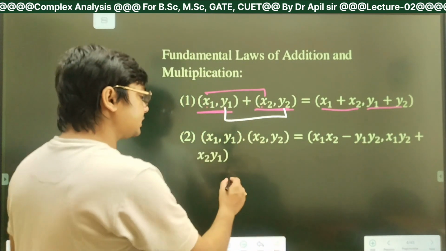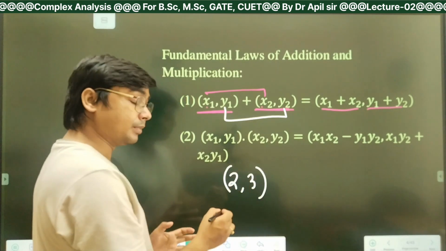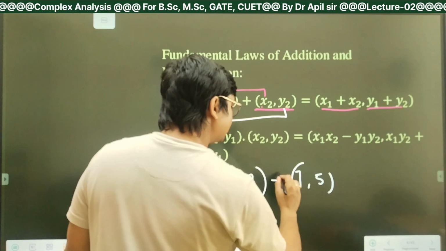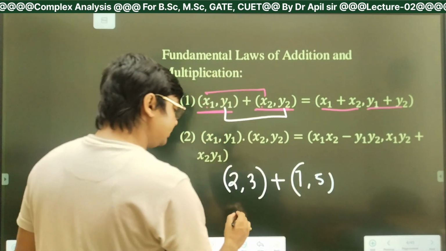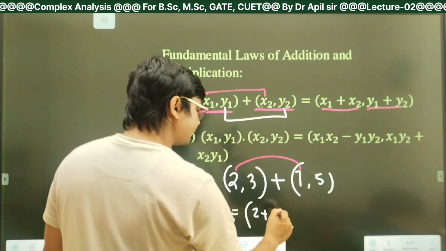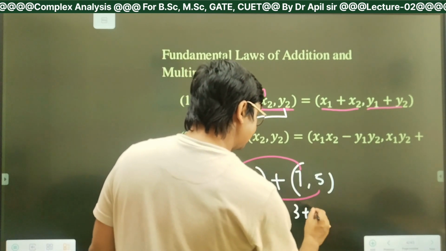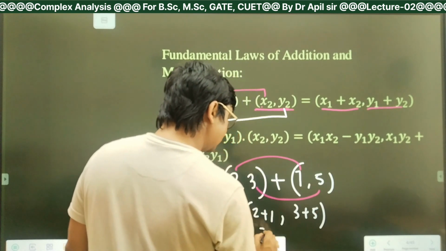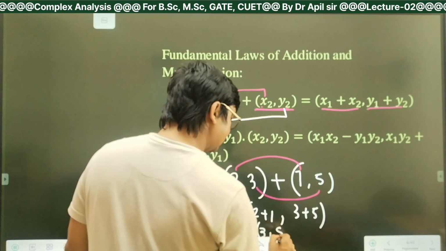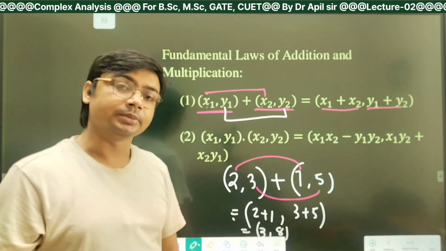Suppose we consider (2, 3), which is a complex number, and (1, 5). Then what will be their sum? The sum will be (2 + 1, 3 + 5), that means the real parts 2 plus 1 is 3, and the imaginary parts 3 plus 5 is 8. So this will be (3, 8). This will be the required sum of these two complex numbers.